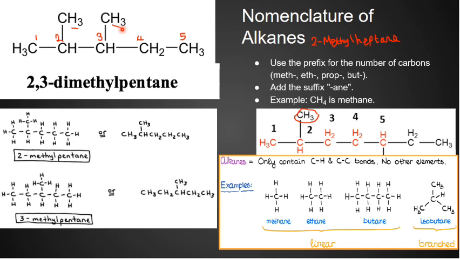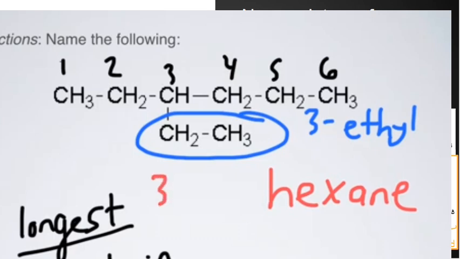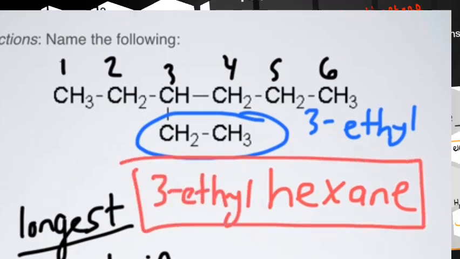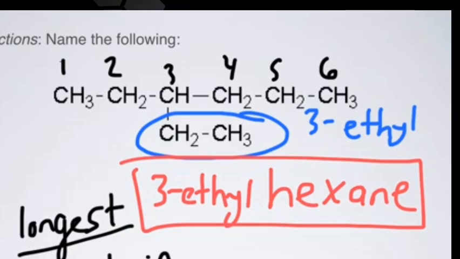So chlorine can be a substituent group. Now when chlorine is a substituent group, we call it chloro. If it's bromine, it's bromo. If it's iodine, it's called iodo. For instance, if I have bromine here, it's going to be bromo. So let's take a look at this activity quickly.